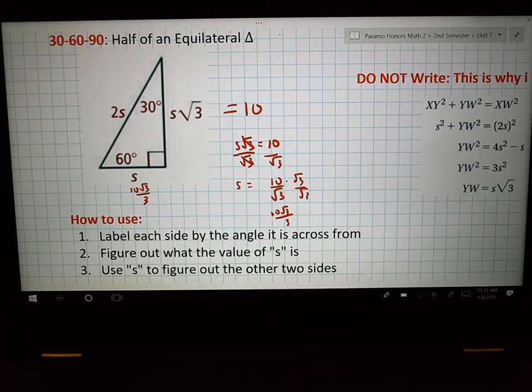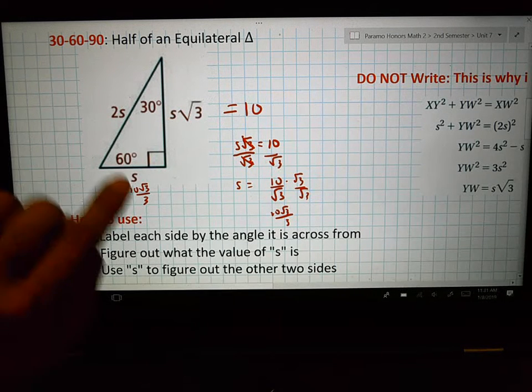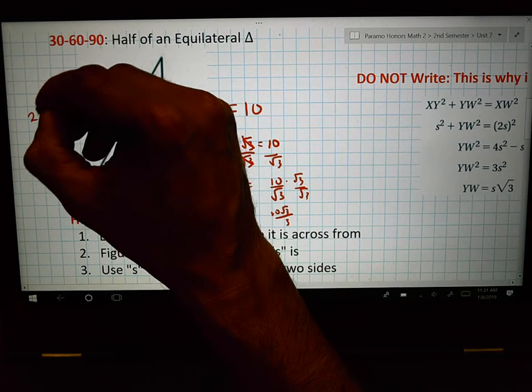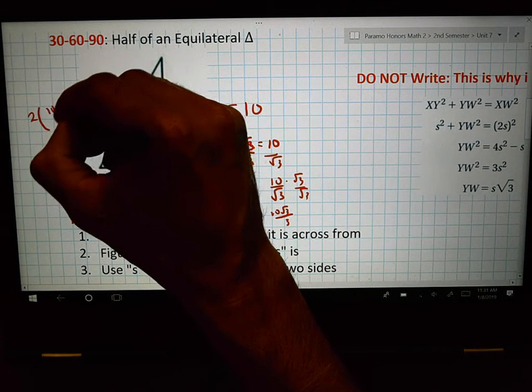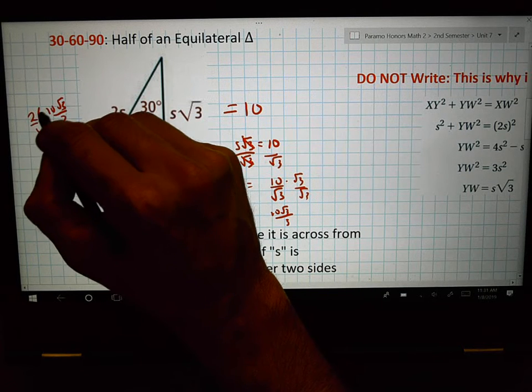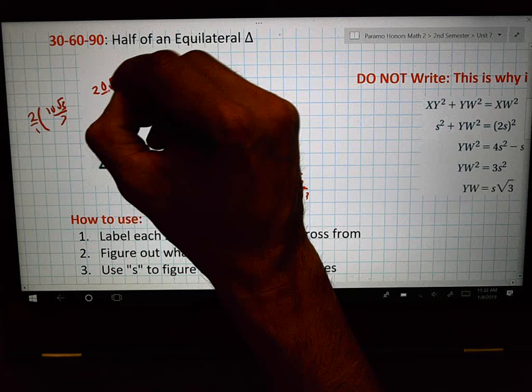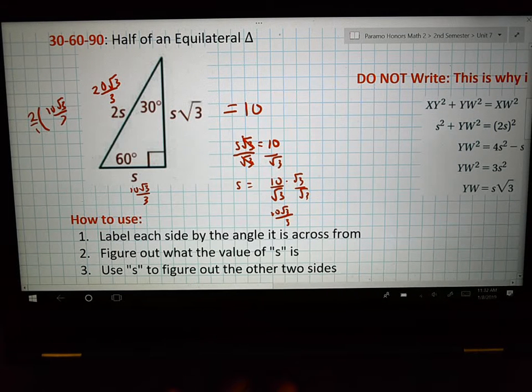A lot of times the answers get really funky, and then you have to double it. How do I double this? How do I take 2 times the 10 root 3 over 3? Well, it's 2 over 1, and it multiplies outside times outside. You would get 20 root 3 over 3. Some of your answers get really messy.